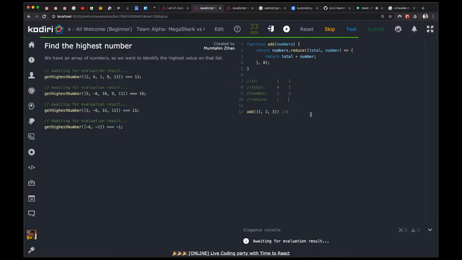That's correct. So now a question for Maxim. What do we return at the end of the second iteration? 3. Why 3? Yeah, that's absolutely right. So it's 3. So now on the third iteration. So question for Elena. What's the total so far? Correct. And what's the number, question for Aaron? Yeah, that's correct because this is the last number. So eventually, what do we return, Max? 6. That's correct.